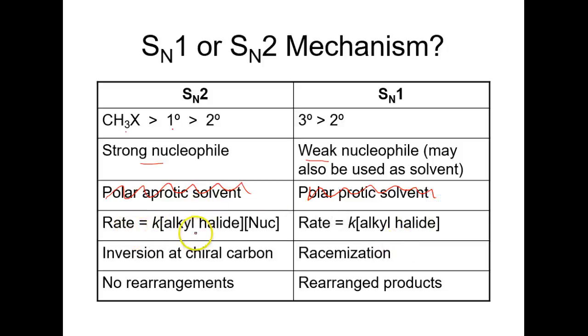The rate is based on both nucleophile and electrophile. Here, it's just based on your electrophile. You get complete inversion. Here you get racemization. No rearrangements. Here you get rearrangements. So this is a good slide because it's a side-by-side comparison of the two.